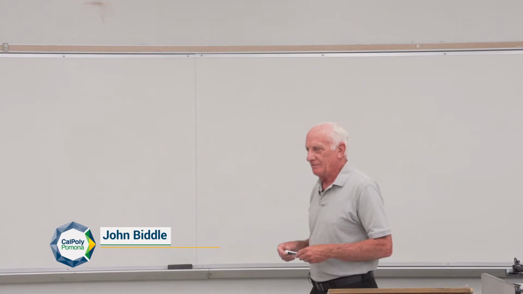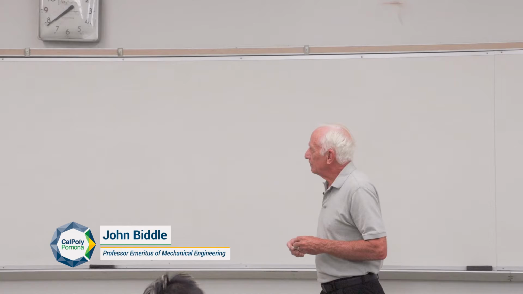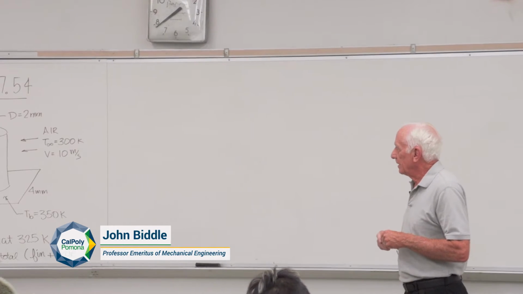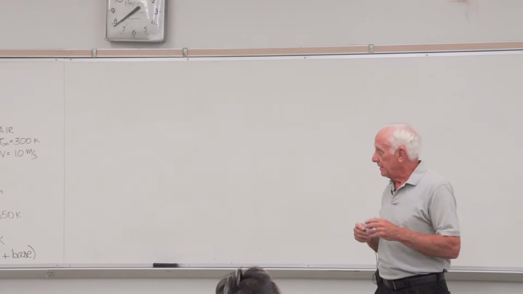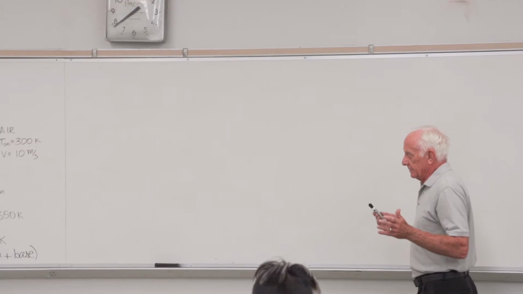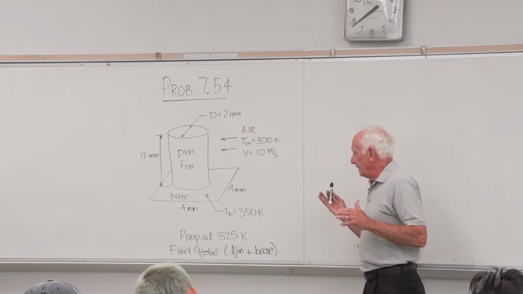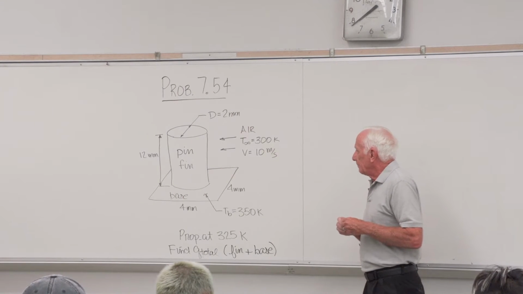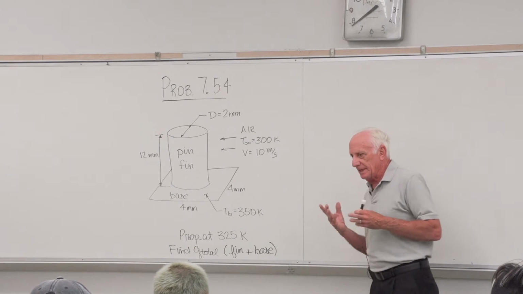Going back to where we left off last time, we were looking at this problem 7.54. It's a combination problem, that's why we're working it. What it is, a pin fin attached to a base material. The dimensions are given: diameter, the height of the pin fin, the base dimensions.